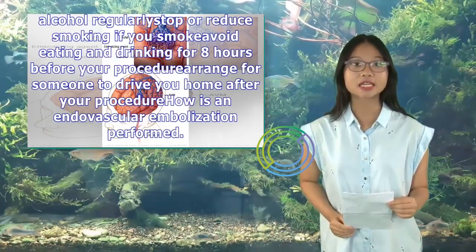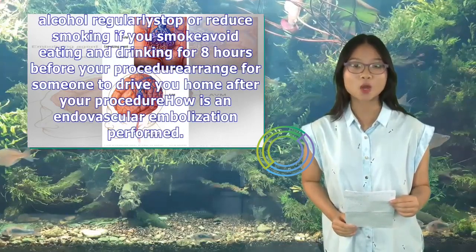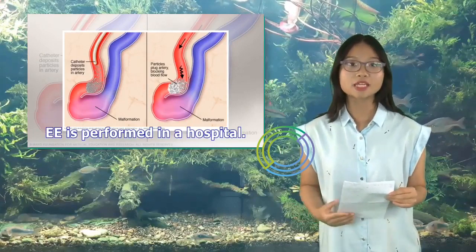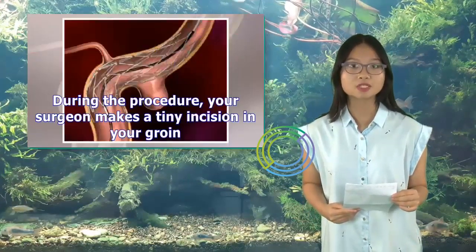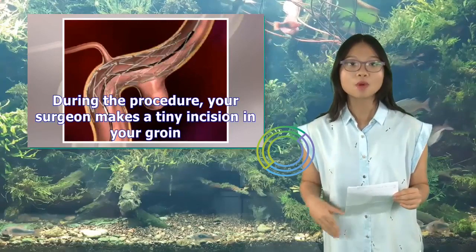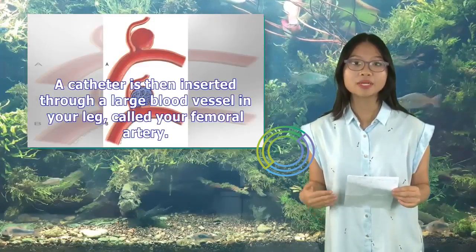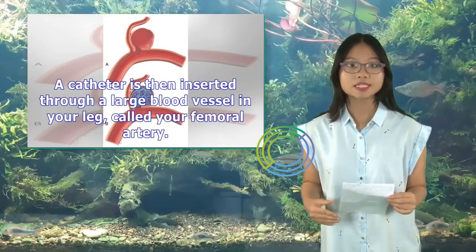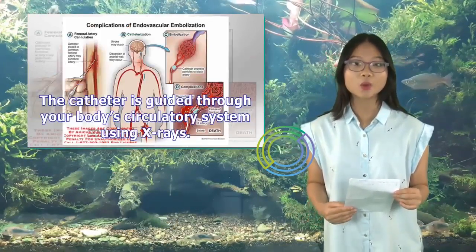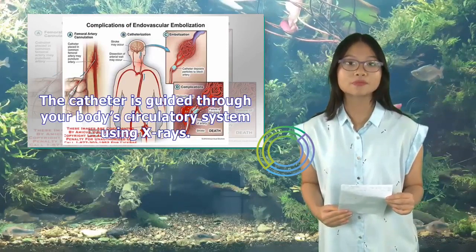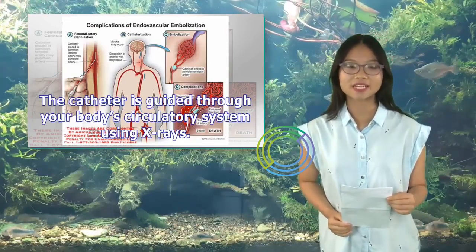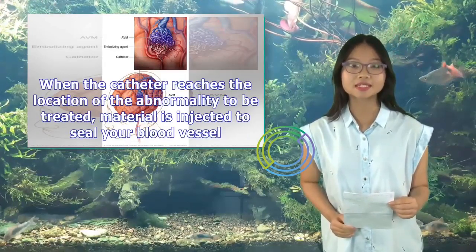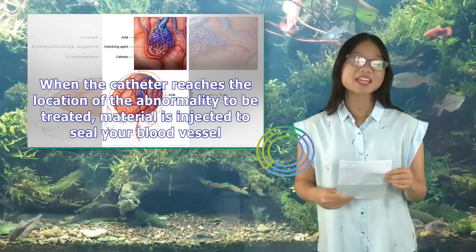How is an endovascular embolization performed? EE is performed in a hospital. During the procedure, your surgeon makes a tiny incision in your groin. A catheter is then inserted through a large blood vessel in your leg, called your femoral artery. The catheter is guided through your body's circulatory system using X-rays. When the catheter reaches the location of the abnormality to be treated, material is injected to seal your blood vessel.